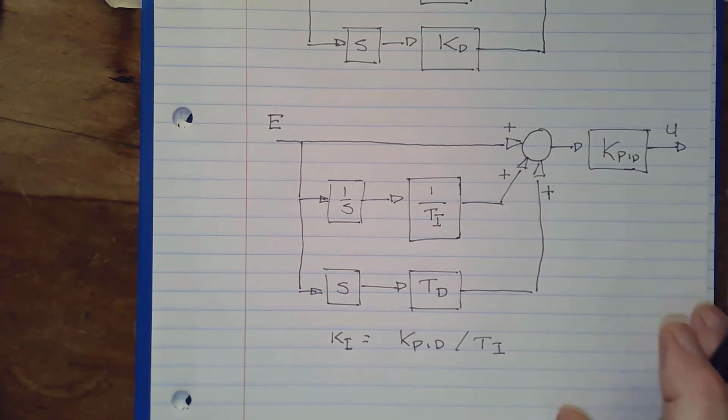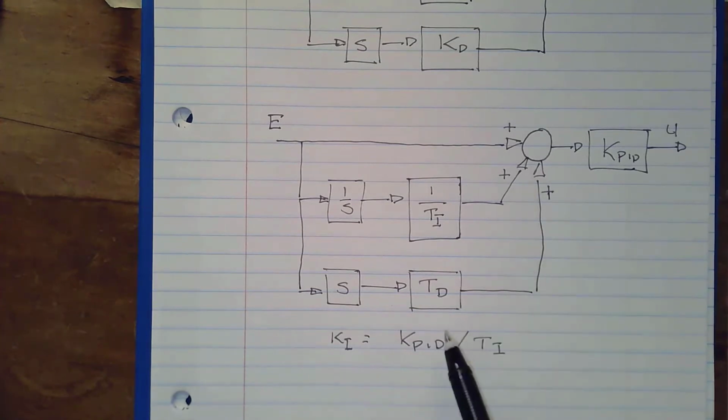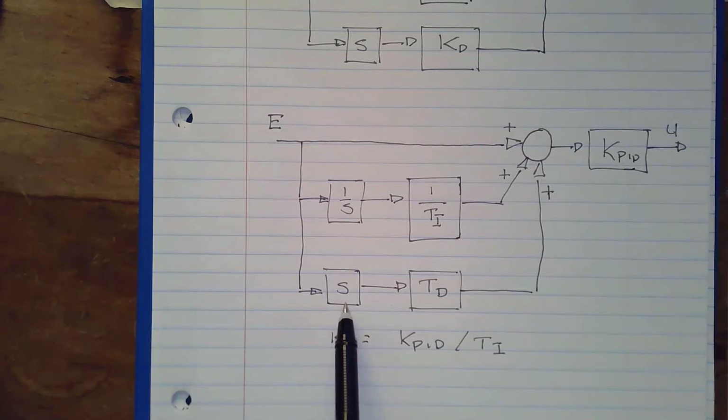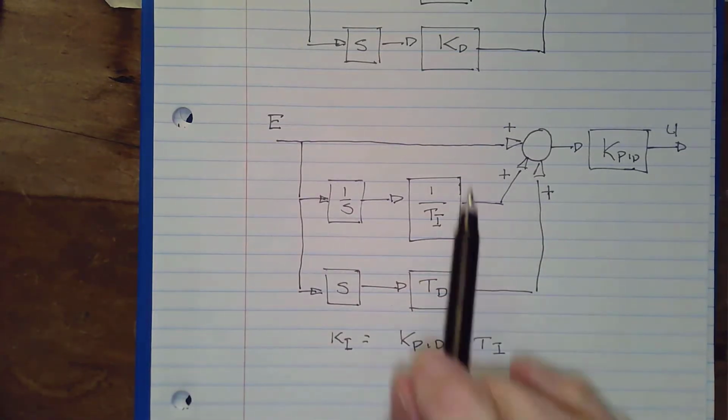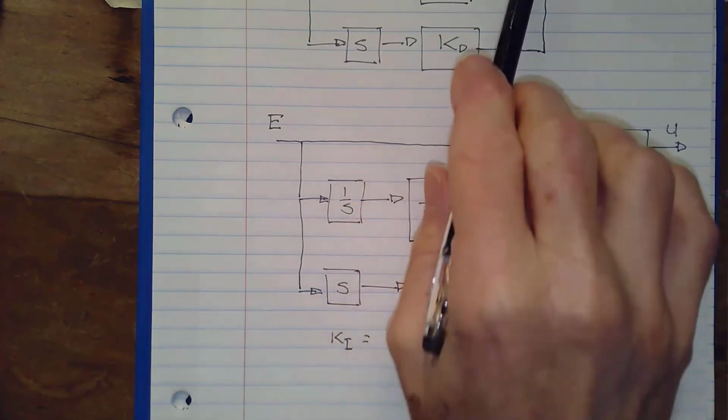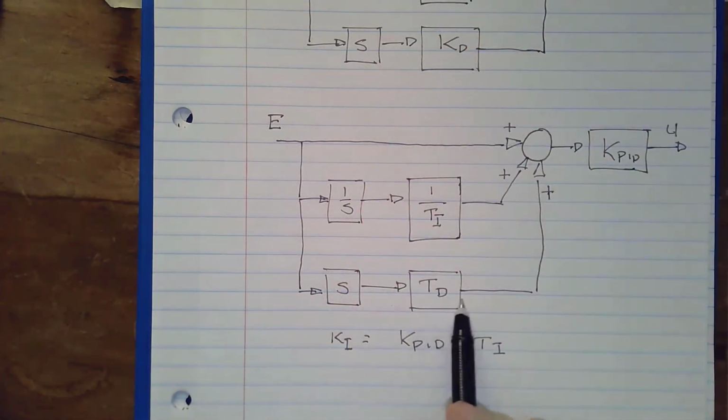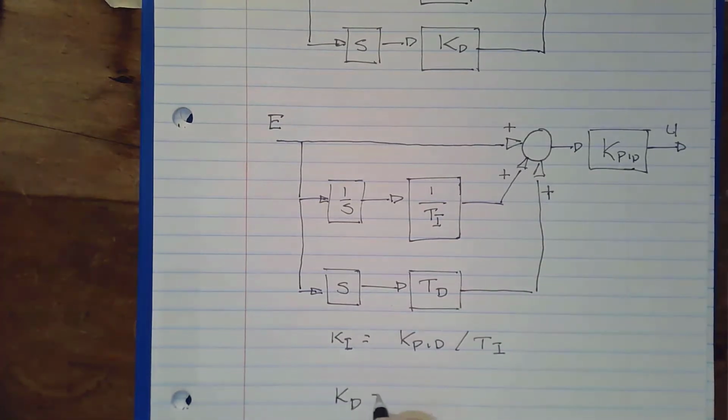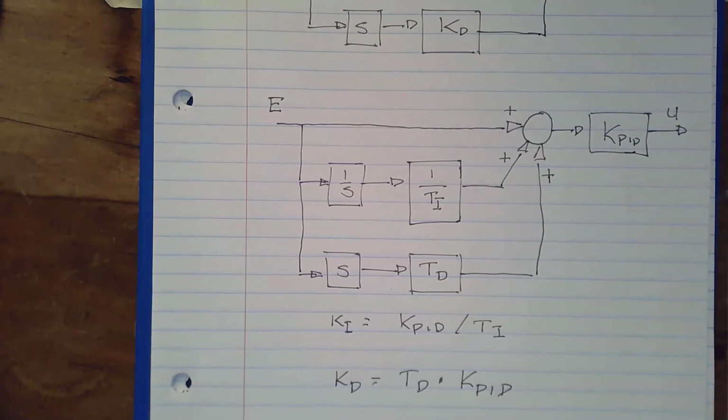And then we can actually do the same thing with the last one. The third path we multiply by S, which we do up in the other path. Then we only multiply by KD up here, that's it. But here we multiply by TD, and then we multiply by KPID. So we can also say that KD is equal to TD times KPID. So you should be able to start with one version and go to the other version, whichever one it is that you start with.